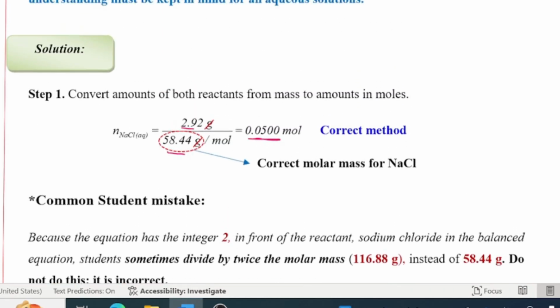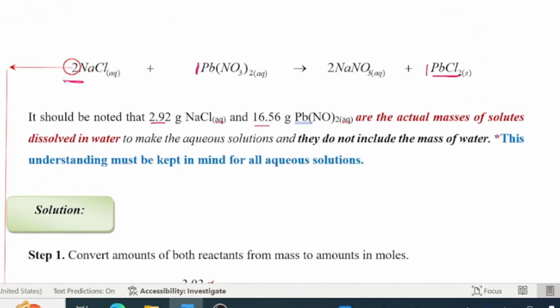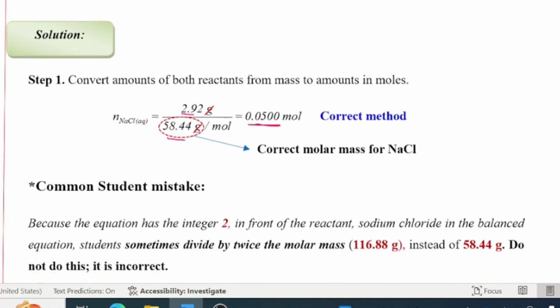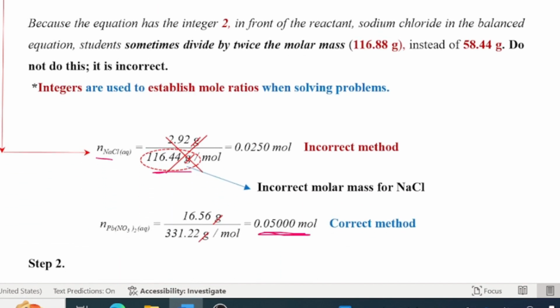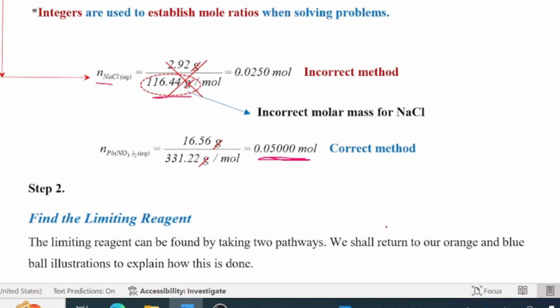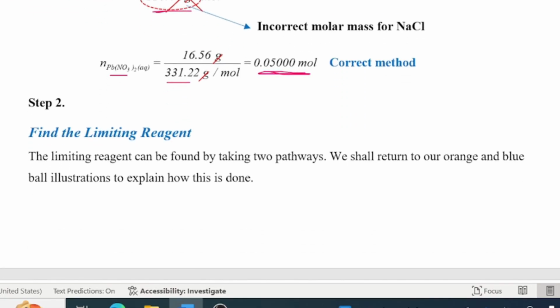You do not do that. These coefficients here are used to establish mole ratios. It doesn't necessarily mean if you have a 2 there, you have to double what this is. So just find the molar mass of sodium chloride and divide by that, all right? Which is done correctly here and not like what you have there. Now you go and find the number of moles for lead(II) nitrate. That is the mass of lead(II) nitrate, and you end up with this value here. You're having the number of moles of both reagents, right?